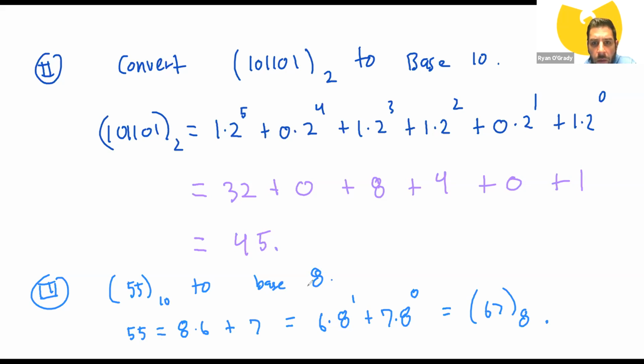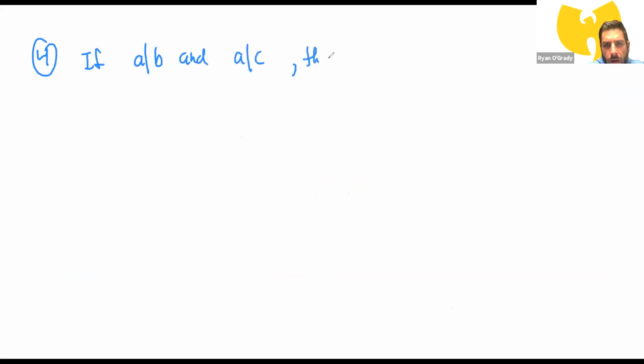Problem 4 was asking you to do a proof. I'll do one of the two for you to show you how this goes. So we'll do part A. We want to prove that if A divides B and A divides C, then A divides the sum of B plus C.